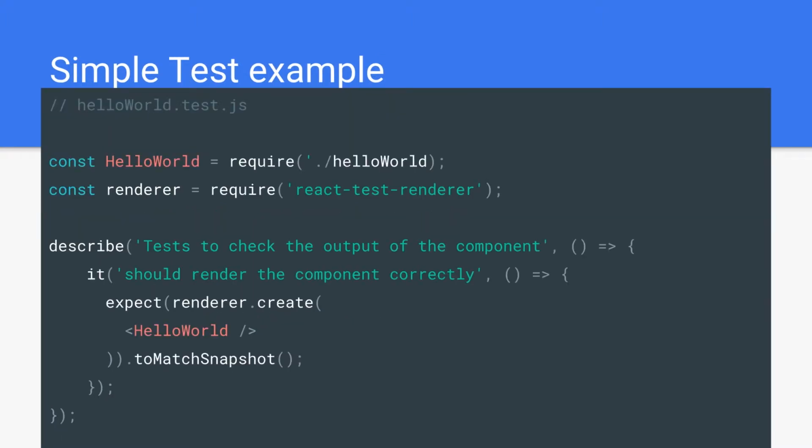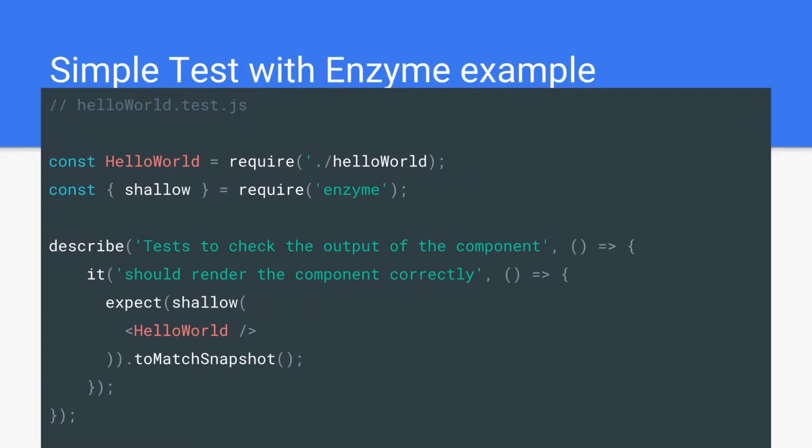So here, without using Enzyme, you can test the component itself. You import the React test renderer, which is from the React team. Then you expect, and the render.create creates a string of the HTML. Then you call a thing called toMatchSnapshot that we are going to speak about soon. Here's a simple example with Enzyme. The only thing that changed here was the shallow thing.